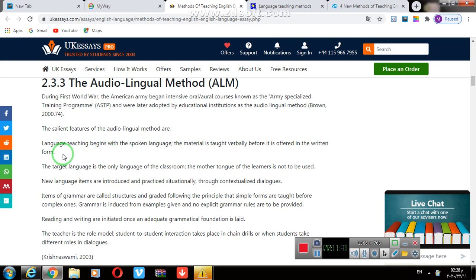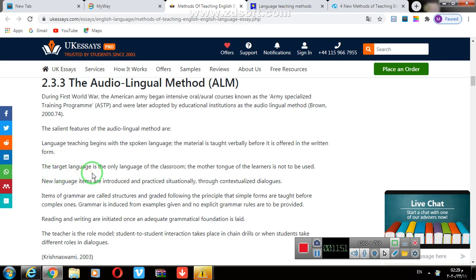This method says that language teaching starts orally before we write. It's taught verbally, I mean orally, before it is offered in the written form. They listen to it, then they write it. So this is one of its good things or advantages.